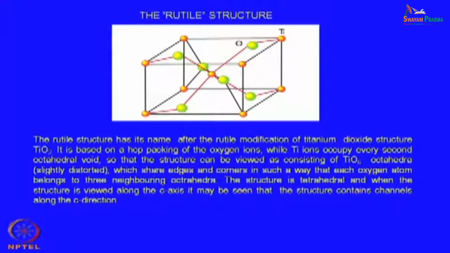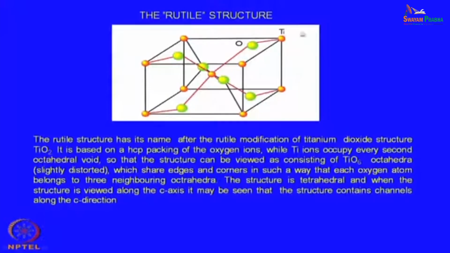The structure is tetragonal, and when the structure is viewed along the C axis, it may be seen that it contains channels along the C axis. Having channels in a particular direction means that they basically have anisotropic properties. That means in different directions they will have different properties, because they are not completely symmetric. So it has certain anisotropic properties along the C direction, but the symmetry is basically tetragonal.